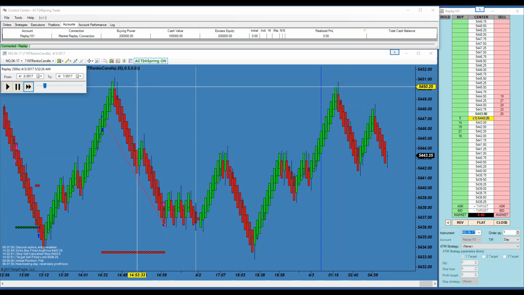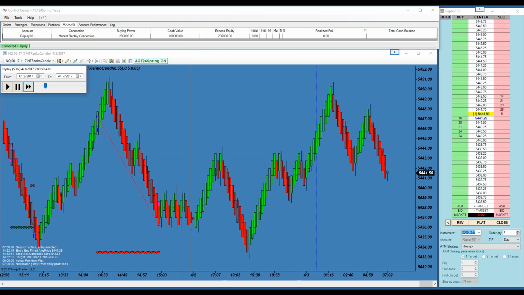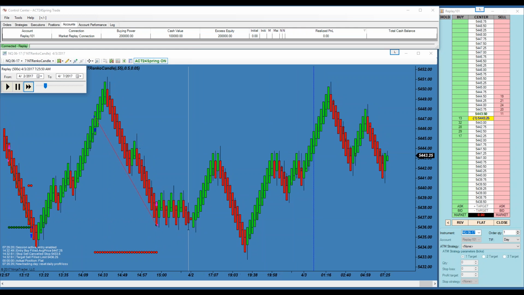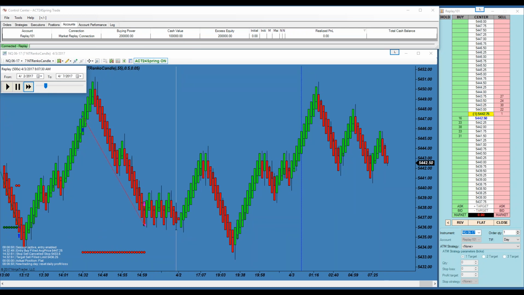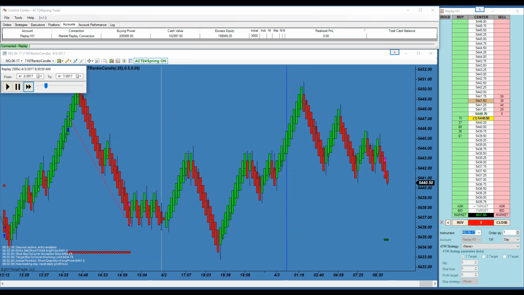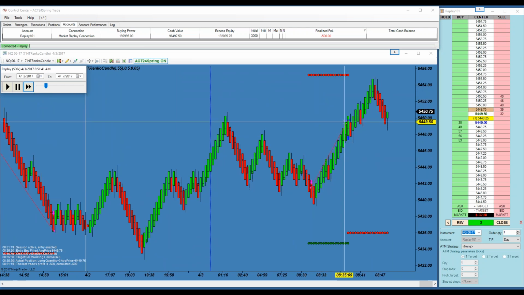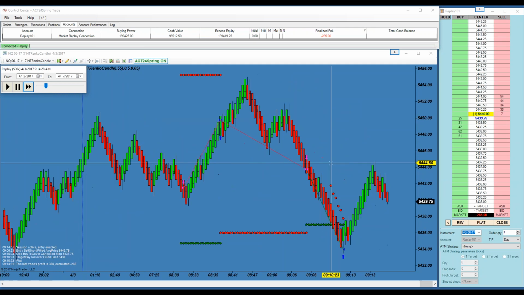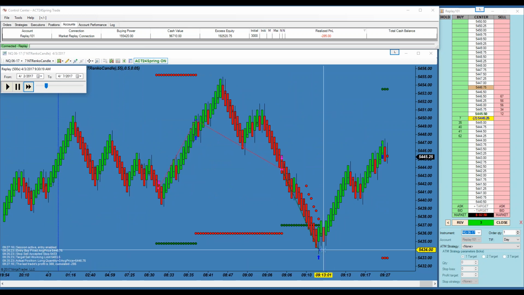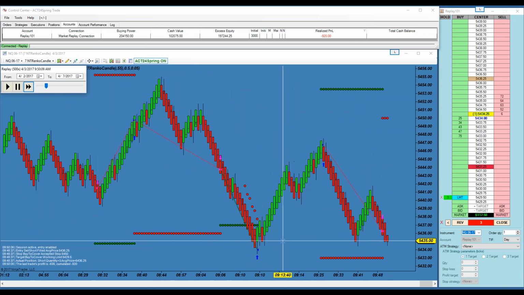Usually it will be a short trade on the first one because the market had moved up, which will allow us to take a short trade. Order pending. Okay, that was a losing trade. Order pending. And now second losing trade. And then a win.